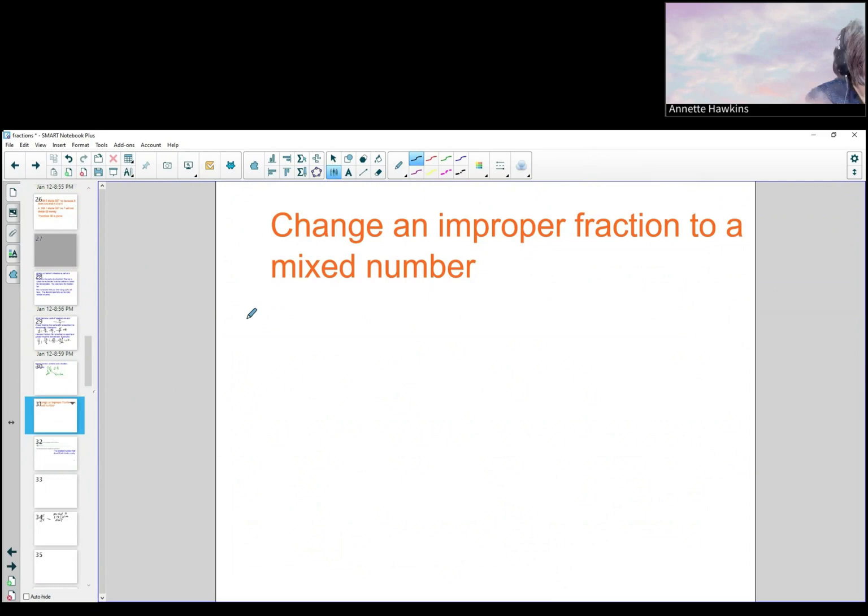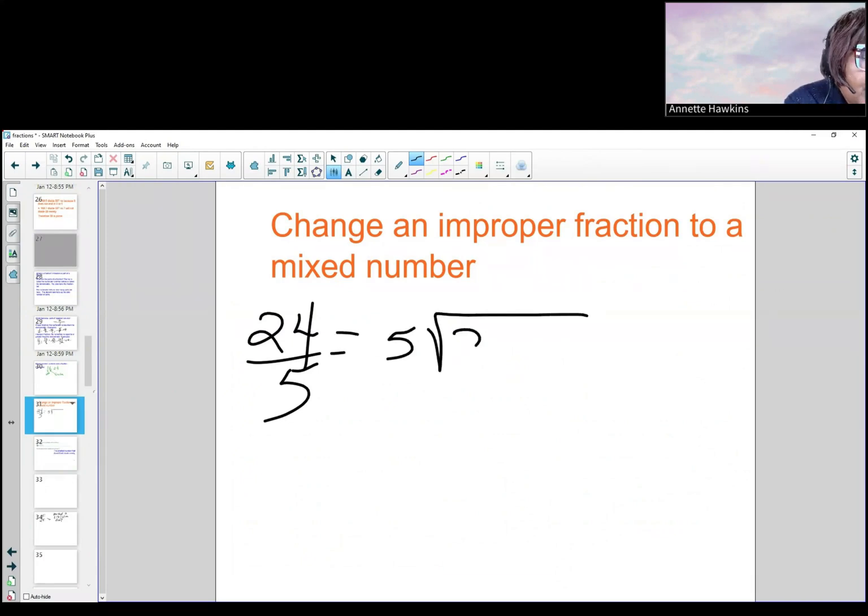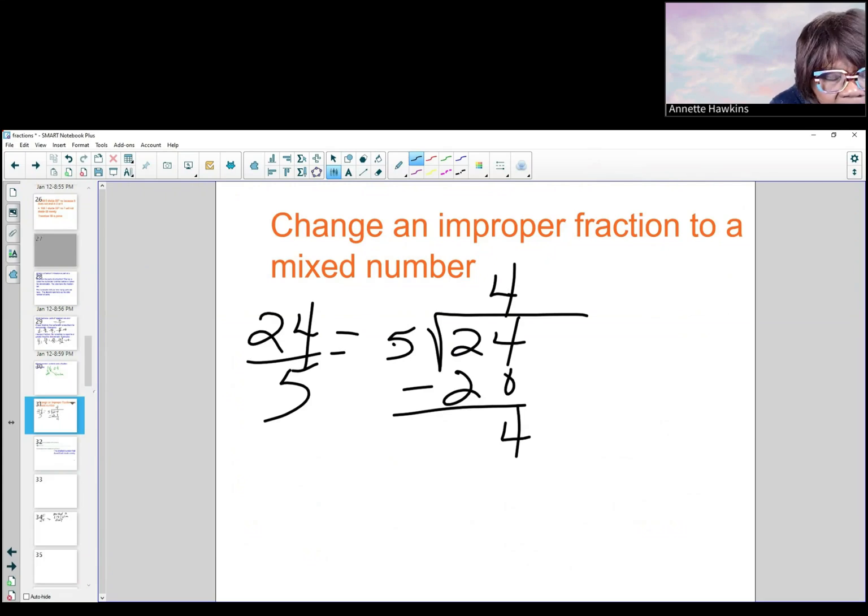So let's take 24 fifths. That's improper. And we want to change it to a mixed number. So I say 5 into 24. 5 will divide 24 4 times. 4 times 5 is 20. We subtract and we get 4. Now, if we were dealing with whole numbers, we would say remainder 4. But we're dealing with fractions now. So we take this 4 and put it over 5. So that's 4 and 4 fifths. Okay. All right, let's do another one.